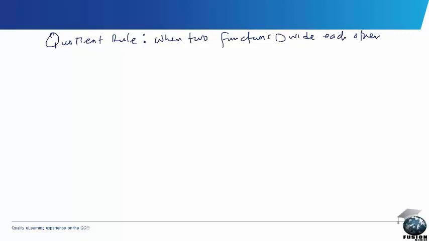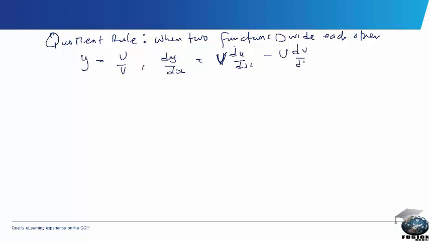And if we want to use the quotient rule, then you should have that y is equal to u over v, and then dy dx is given as v du dx minus u dv dx, all over v squared.